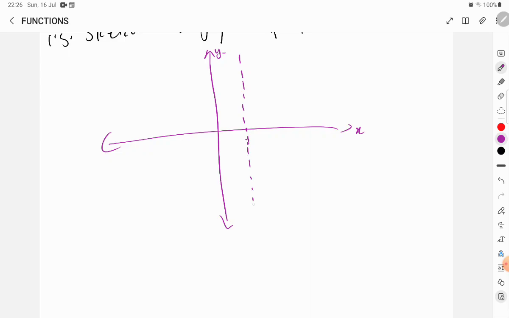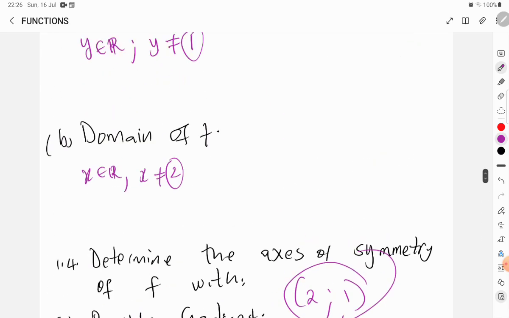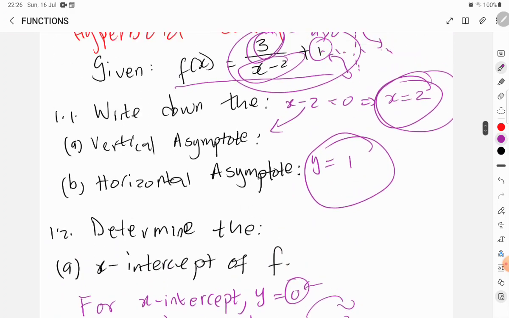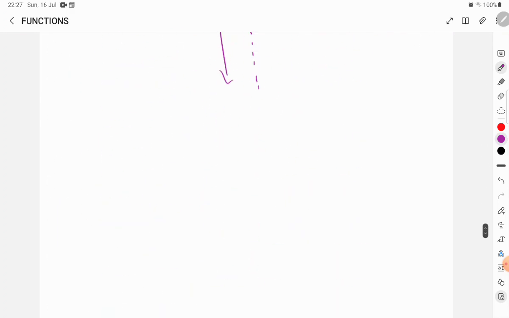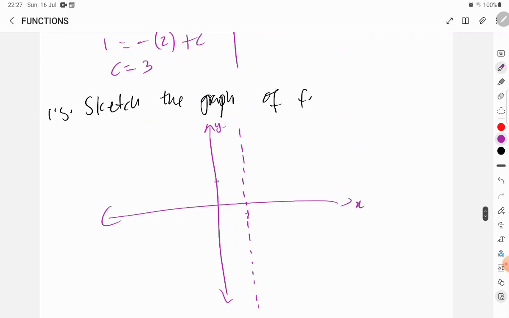We use dotted lines to represent your asymptotes. We said the other asymptote is y equal to 1. So the first one was x equal to 2, and then y equals 1 somewhere here. This is going to be your asymptote. Perfect. So these are your two asymptotes. Definitely my stuff is not drawn to scale and is not as neat, right? Please do make sure that your stuff is neat.